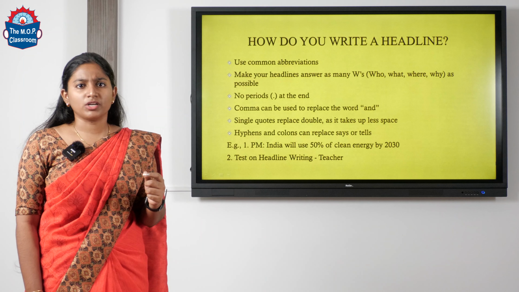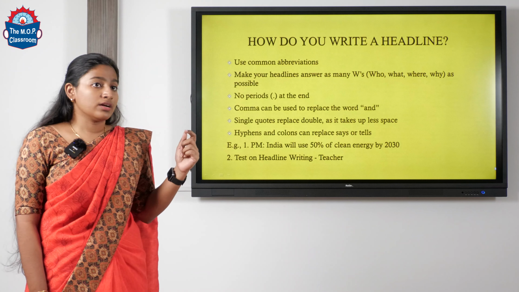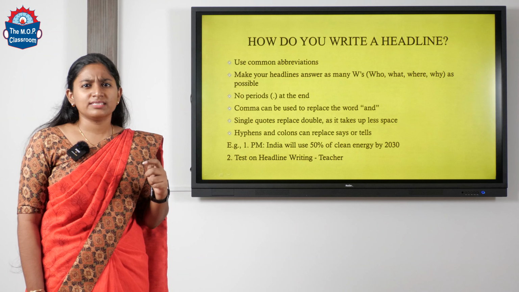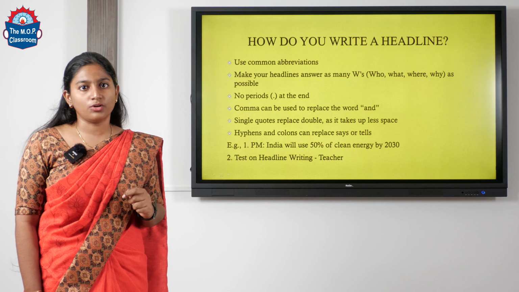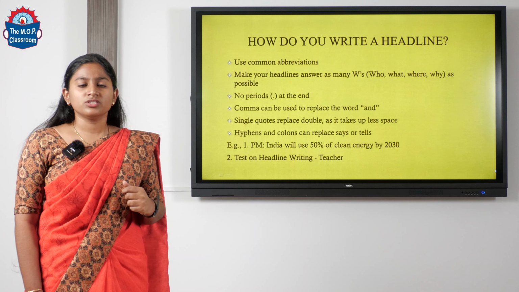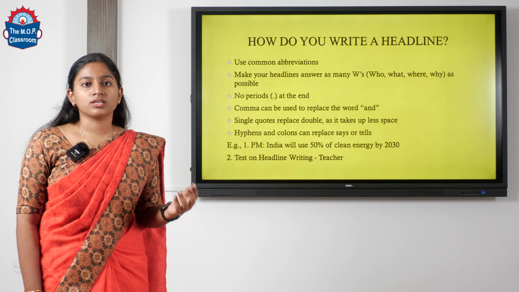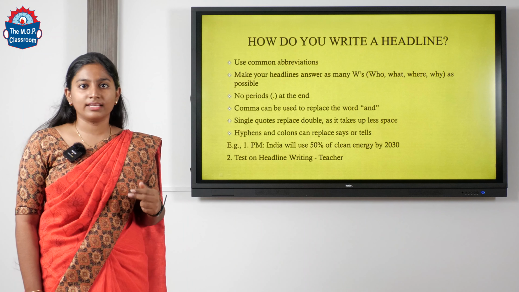And you can use the punctuation comma instead of the conjunction and. Usually while quoting someone, you will use double quotation. Whereas in headline, you have an exception and you can use single quotation instead of double quotation. And instead of using the words says, told, asked, you can use punctuation such as hyphen, colon and commas.